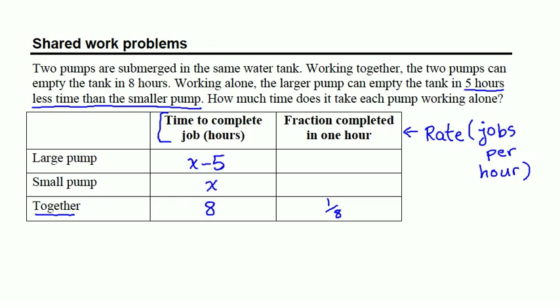Following the same logic for the small pump and the large pump, even though our intuition doesn't help us as much with these, we can follow the same model to say, okay, for the small pump it must be 1 over x, and for the large pump it must be 1 over x minus 5. The way we get our equation is by looking at what gets done in 1 hour.